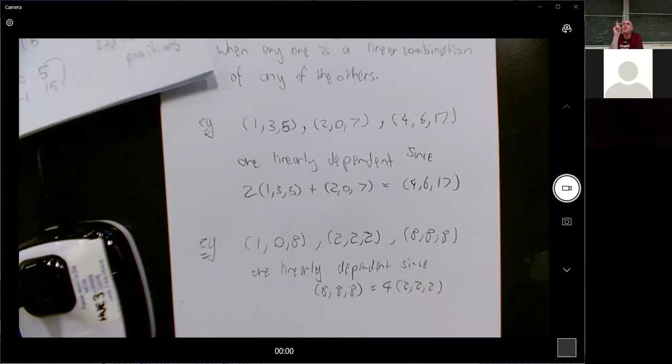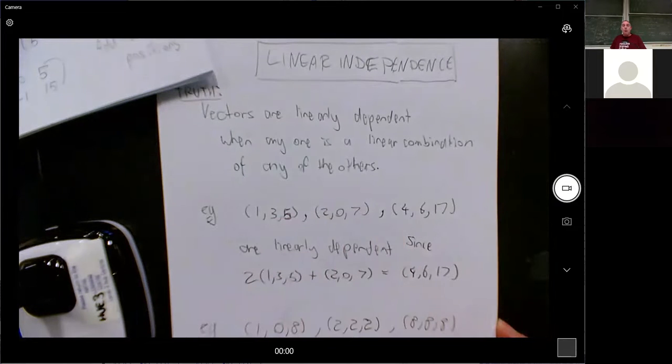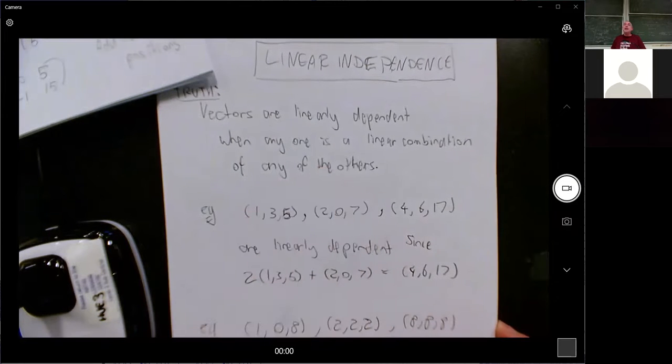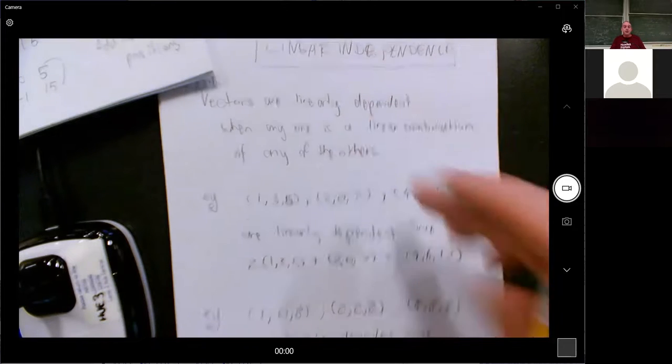We'll get to the free variables. Okay. Right. So that is one thing that is true. And to be linearly independent, it must be impossible to write any of them as a linear combination of any of the others. Linearly independent means that this is impossible.